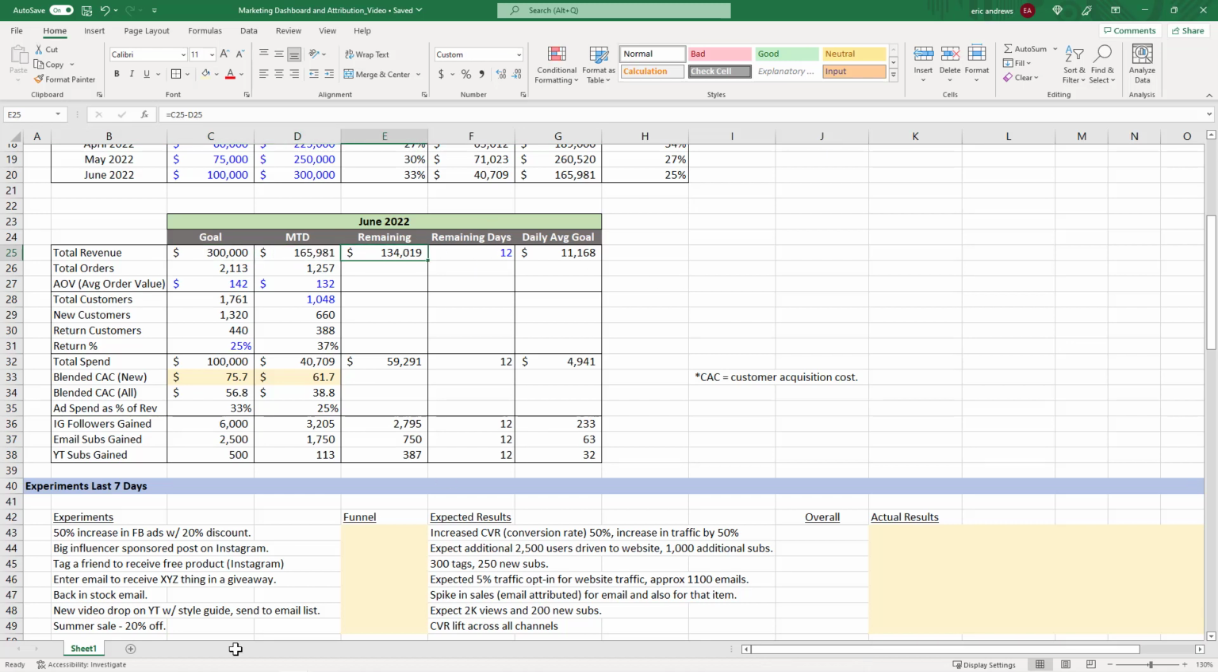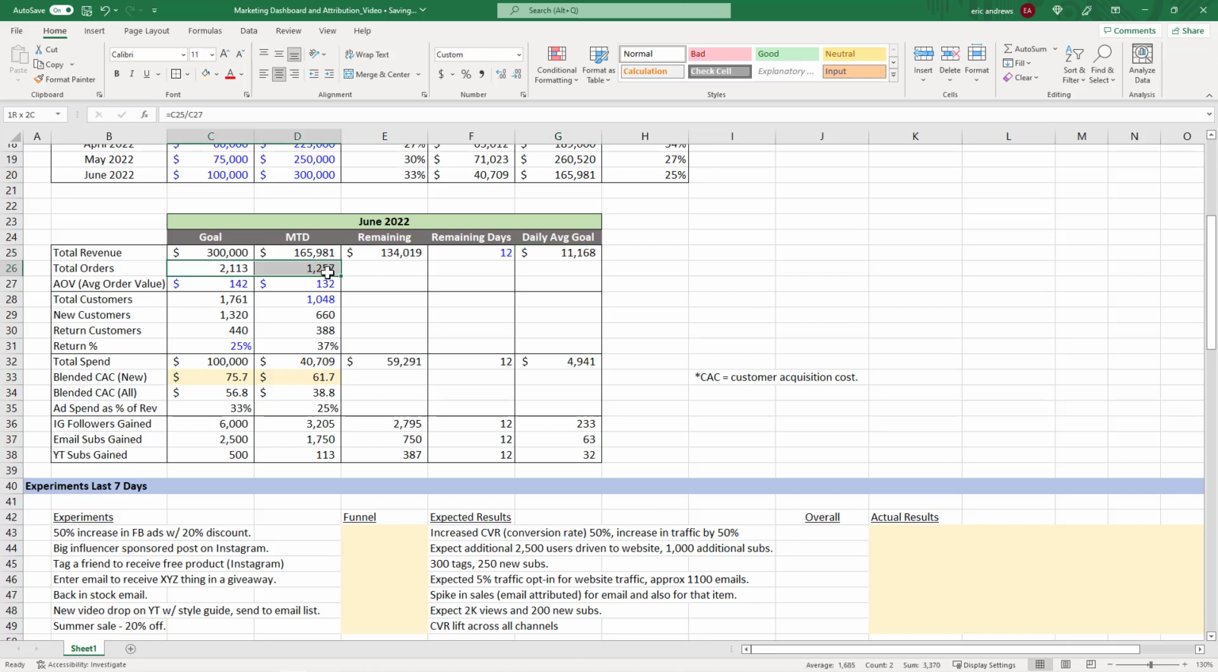And so here I just create a tab that I call remaining. So that means how much is left to hit the goal. So I say 300 minus 165 and remaining days. So we're saying that we have 12 days left in June as of the day we're having this meeting. Usually you have these meetings once a week. And so in order to hit our goal, we need to do $11,168 of revenue per day in order to hit the 300K. So when you're tracking your daily revenue, this gives you a sense of, is this doable?